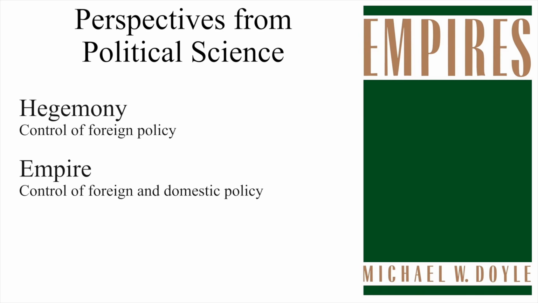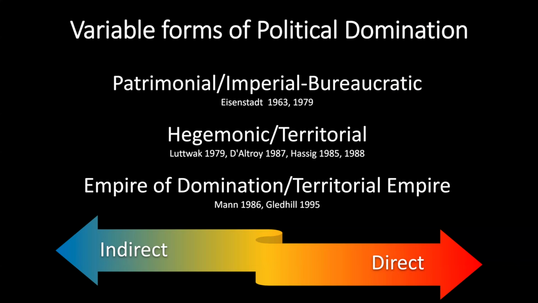So hopefully this is helpful. We're going to build on these as well. There's a lot of literature that presents this not so much as hegemony and empire as two types, or a dichotomous framework, but just presents this as a continuum, where on one end we have more indirect forms of political domination, and on the other pole, we have direct forms of political domination.